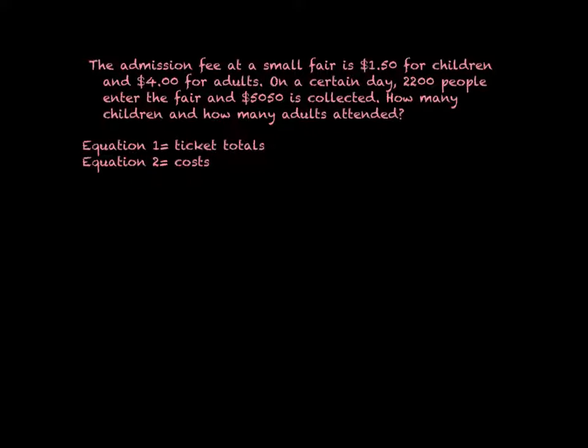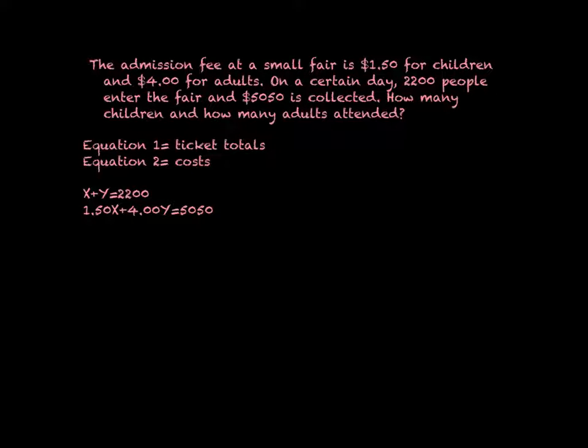Then our second equation is going to represent the cost. So how much money did we collect on the children tickets and the adult tickets? That's what we're going to look at. And then again, those two sums will give us the total amount collected. So I'm going to write the equations X plus Y equals 2,200 and 1.50X plus $4 for Y equals 5,050.